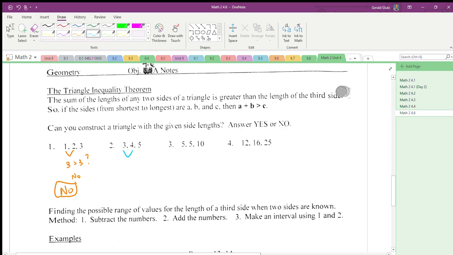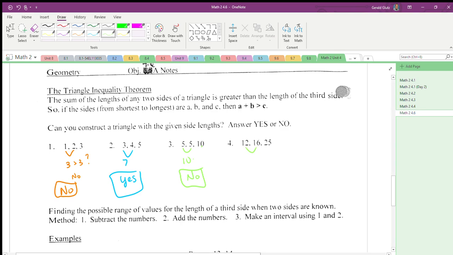So now if I take the two smallest numbers here, if I add those together, I get 7. Is 7 bigger than 5? Yes. So that means yes, we can make a triangle. If I add 5 plus 5, I get 10. Is 10 bigger than 10? No, it's not. They're equal. So one's not bigger than the other, so I could not make a triangle with those lengths.